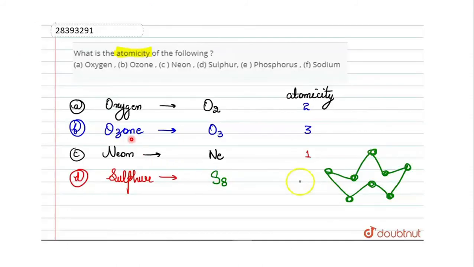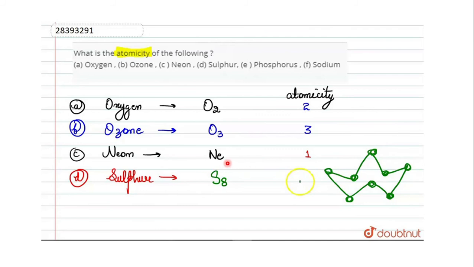Now let us find out the atomicity of these given: oxygen, ozone, neon, sulfur. Can you guess? Oxygen is written as O2, right? So what is its atomicity? It is 2. 2 oxygen atoms have combined. Ozone, O3. So 3 atoms have combined, so atomicity is 3. Neon will not combine with other atoms as it is already stable.